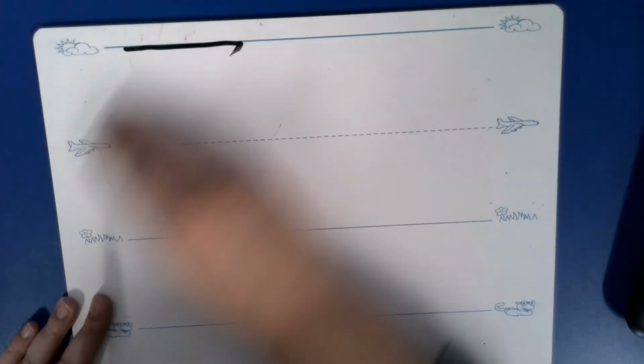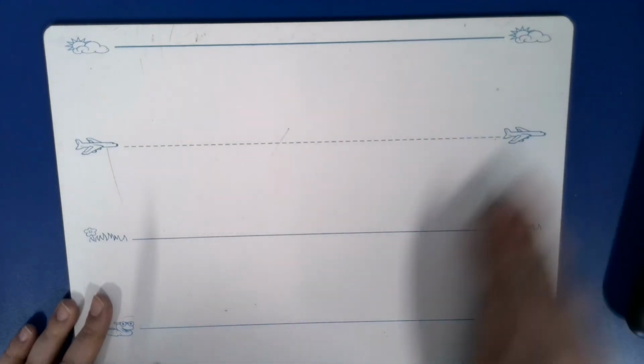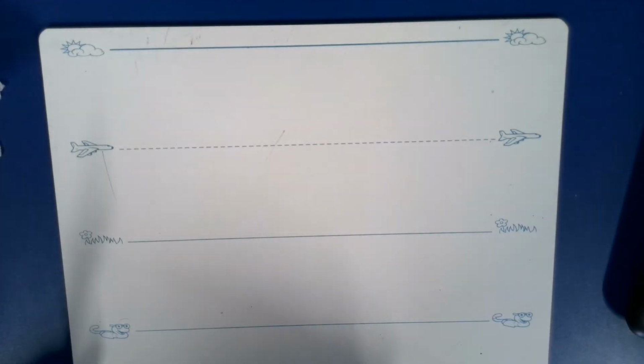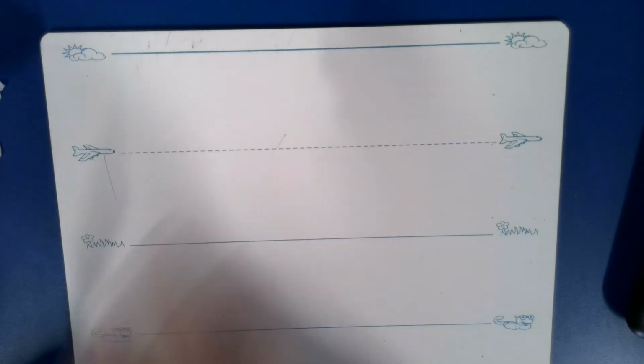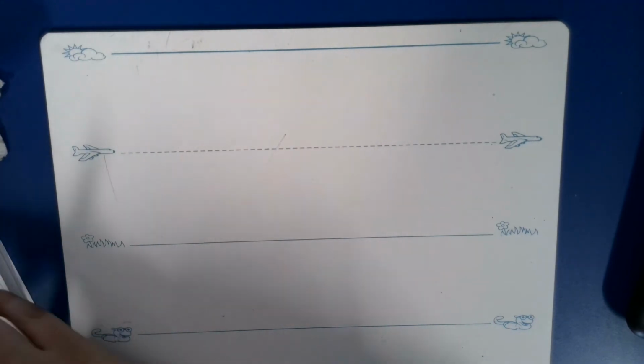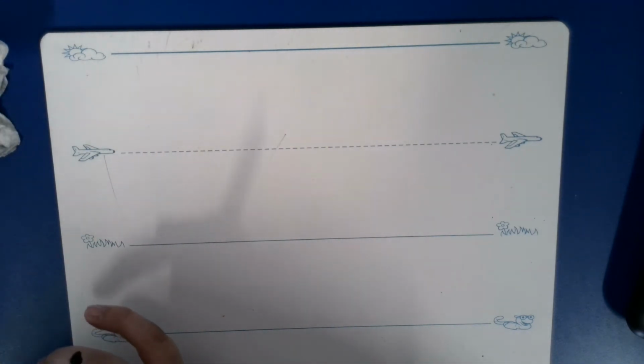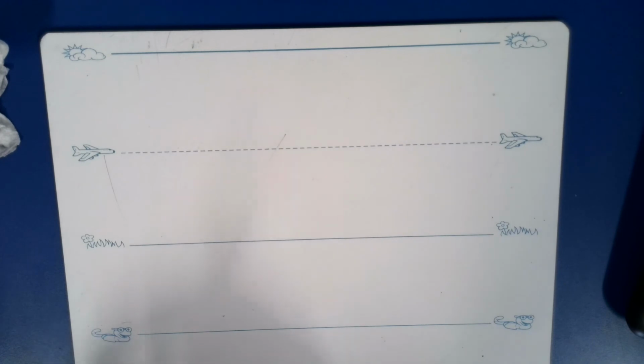All right. I want you, with your grown-up, to come up with some CVC words. Remember, CVC words are consonant, vowel, consonant. So I want you to make up some CVC words, whether they're real words or nonsense words, and then write them down. Send your teacher some pictures.